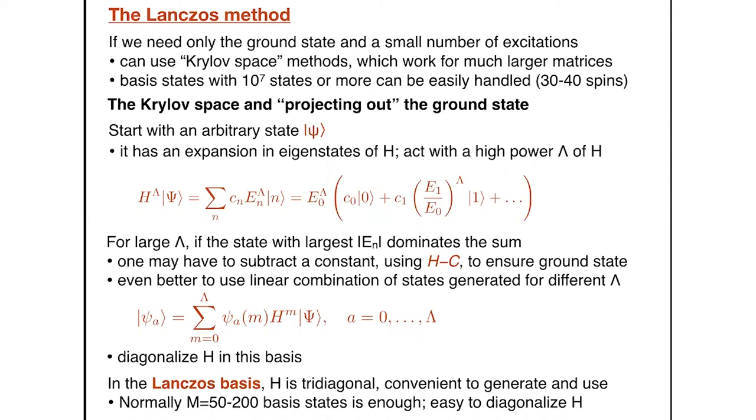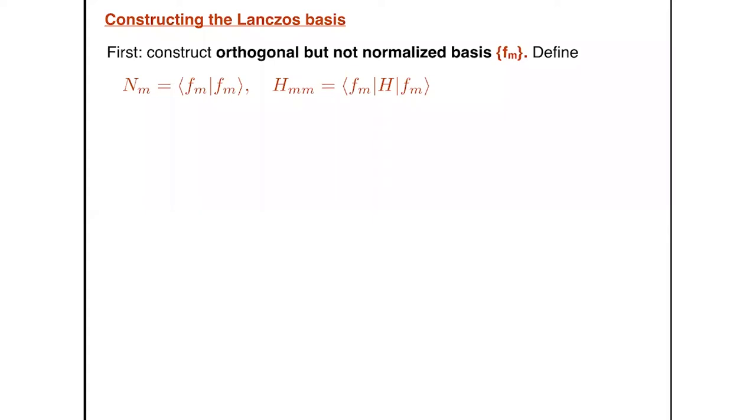So let's see how we make that basis. First you just pick an arbitrary vector. So you have H, think of H as a matrix, and you have a basis. So you have state vectors of some size, and they can be big, maybe millions of elements. Now you just generate one completely at random, for example. So I will first construct a basis which is orthogonal but not normalized. This is normally the way it's done. One can do it in some other way too, but let me discuss this way.